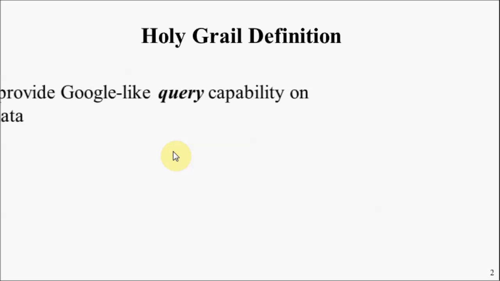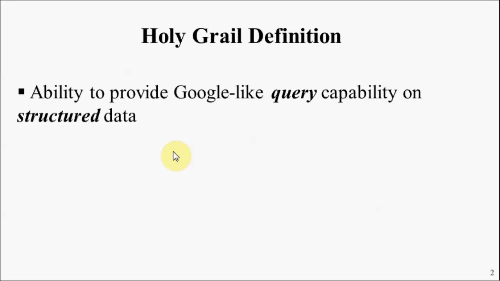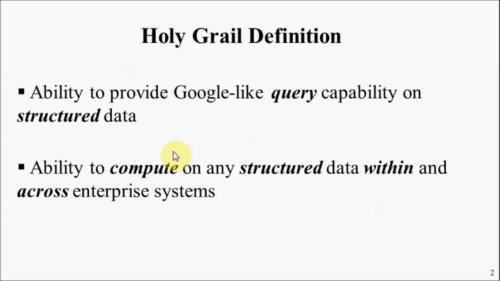So, what is meant by the Holy Grail of IT? What is the definition? It's the following. First of all, it's the ability to provide Google-like query capability on structured data. Secondly, it's the ability to compute on any structured data within and across enterprise systems.